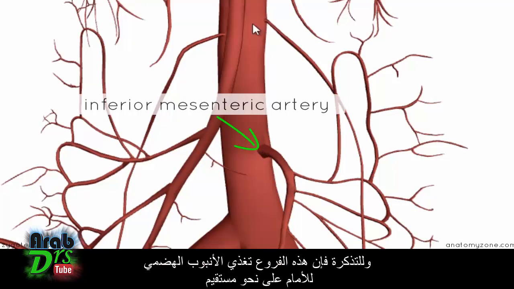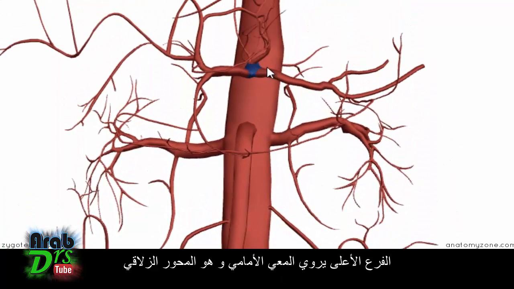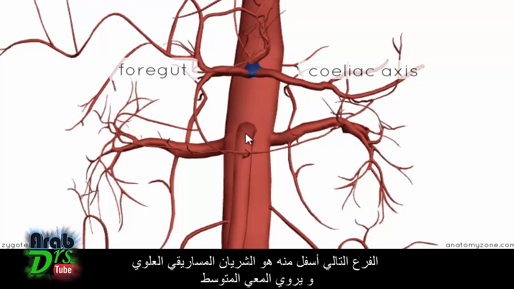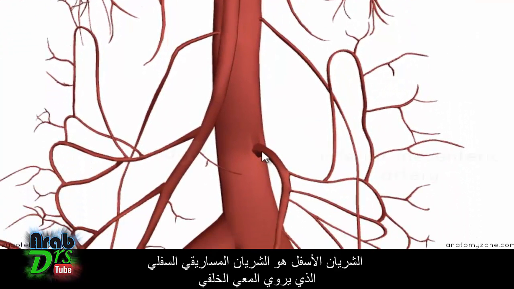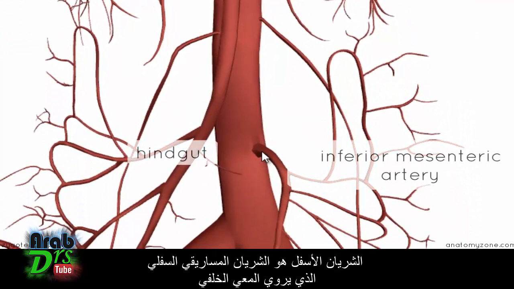So remembering what these branches supply is fairly straightforward. So the top branch supplies the foregut, so that's the celiac axis. The next branch down, the superior mesenteric artery, supplies the midgut, and the bottom artery, the inferior mesenteric artery, supplies the hindgut structures.